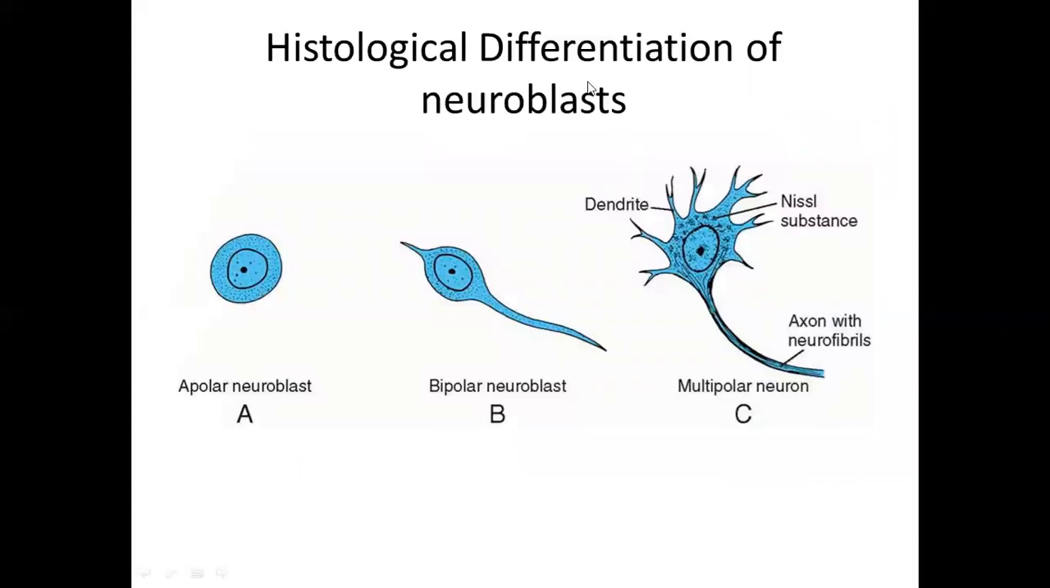So the histological differentiation of neuroblast is as follows. Firstly, it will be an apolar neuroblast, rounded in shape. Then it will arborize and attain two small processes, and it will transform into a bipolar neuroblast. And further, there is arborization at its cranial end, and so it will form a multipolar neuron. Now these multipolar neurons will migrate to the ventral side of the neural tube. They will accumulate and form the basal plates, that is the ventral thickening, if you remember, we have discussed.